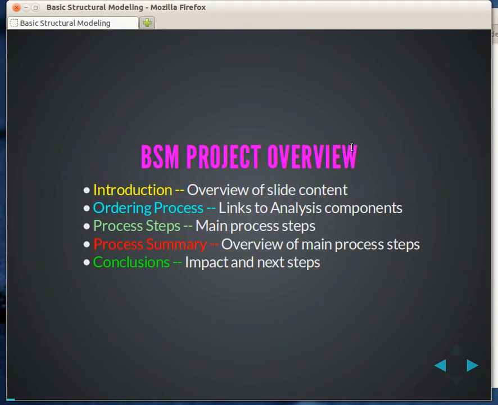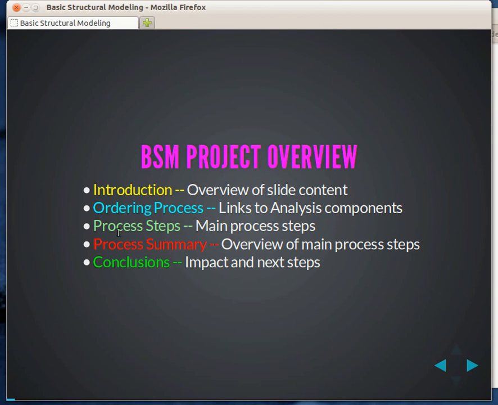We'll move right on and look at the basic structural modeling project overview, and also the structure of this particular slide deck and the information that we're trying to convey here. We're going to start with the introduction, which will describe the simple problem that we're using as an example to demonstrate some of the methods and concepts involved. That particular process is an ordering process. We'll go through the ordering process and look at the highlights of each step and discuss what they mean.